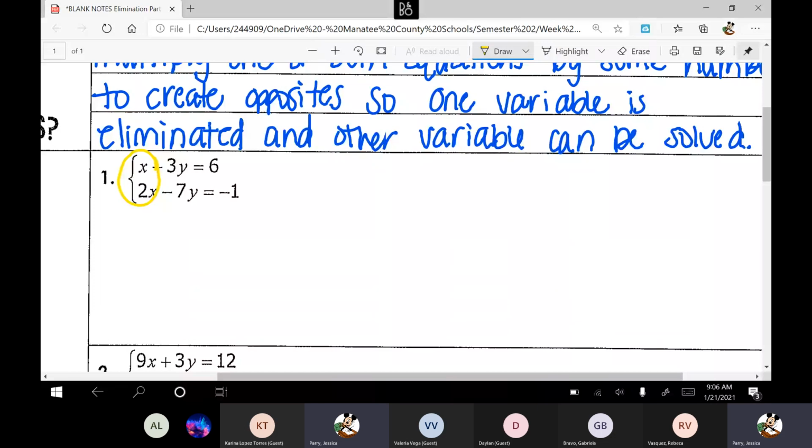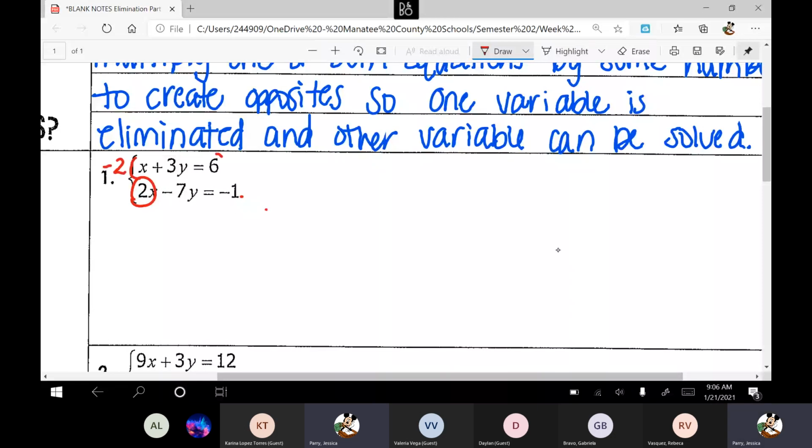So we know we're going to eliminate our x's. We have the invisible 1 and our 2x. Instead of multiplying the top number by -1, our top equation by -1, we're actually going to multiply our top equation by the opposite of +2. And what is the opposite of +2?